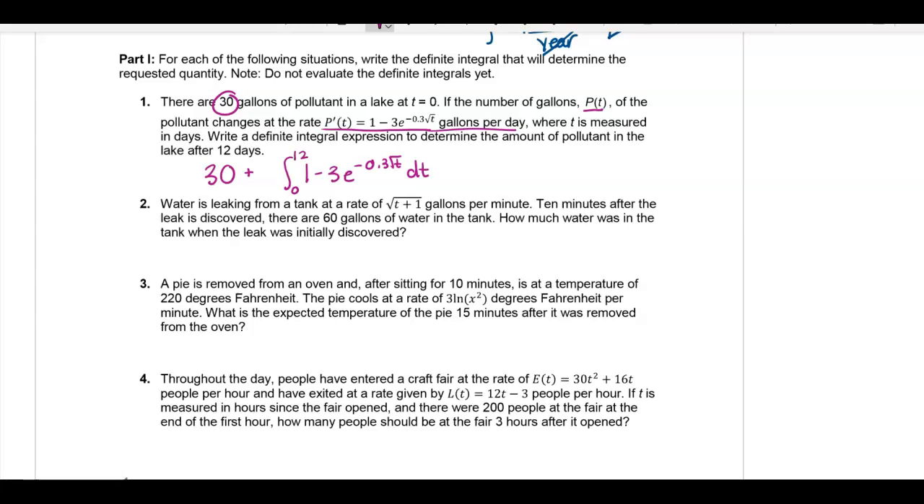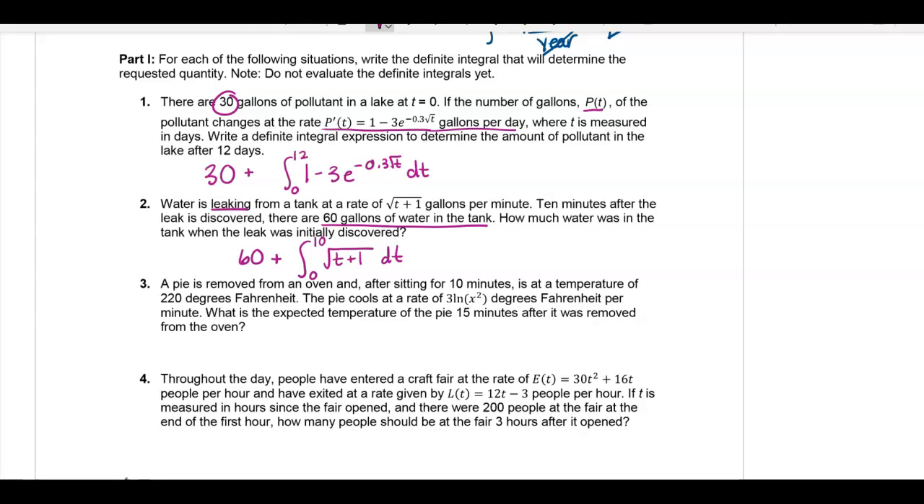For number two, water is leaking. 10 minutes after the leak is discovered, there are 60 gallons of water in the tank. So we have 60, so we're going to have to start with 60. We're looking for how much water was in the tank when the leak was initially discovered, so actually before it started leaking, there was more water. So we're adding the amount that leaked out from 0 to 10 minutes, which is the integral of that rate, square root of t plus 1 dt.